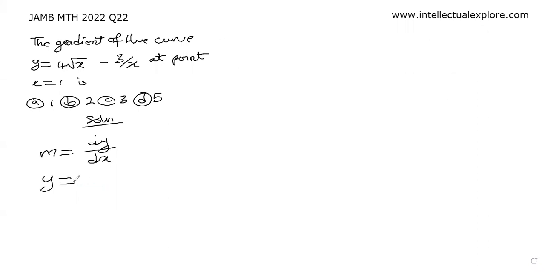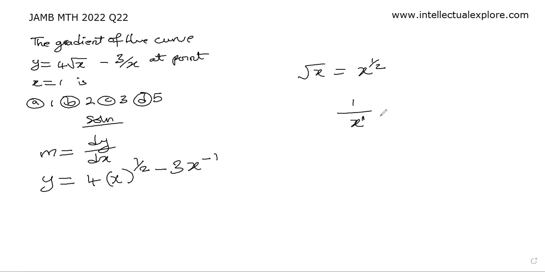So if we have y equals 4 times the square root of x, according to laws of indices, that can be written as x raised to the power of a half. Minus 3x raised to the power of minus 1. If you have 1 over x, 1 over x raised to the power 1, if you take it to the numerator, it will be x raised to the power minus 1. If it was 2 here, if you take it to the numerator, it will be raised to the power minus 2. That's still part of the law of indices.